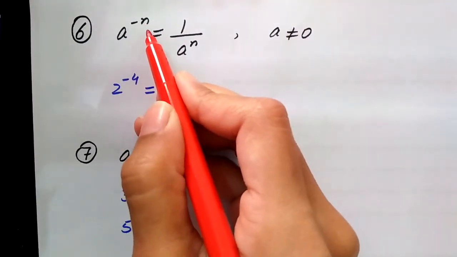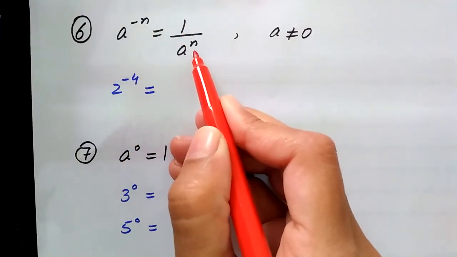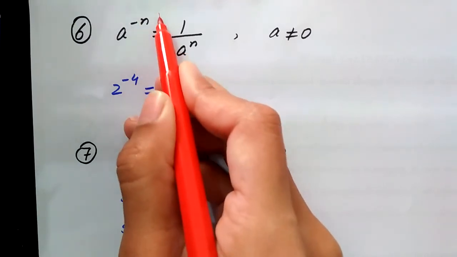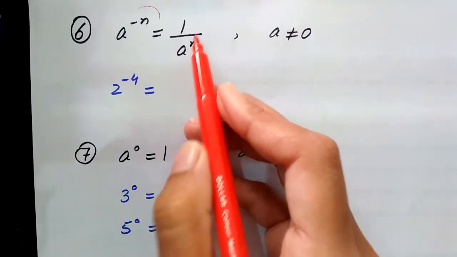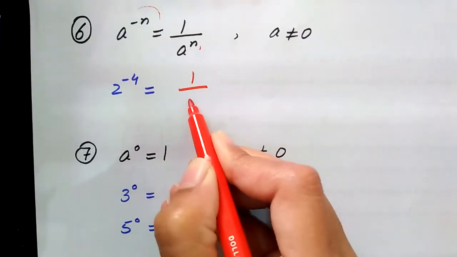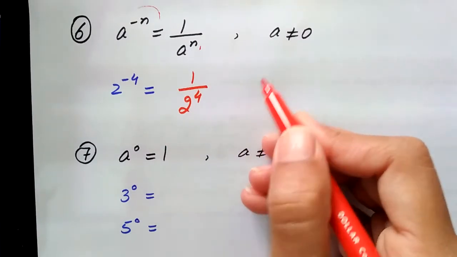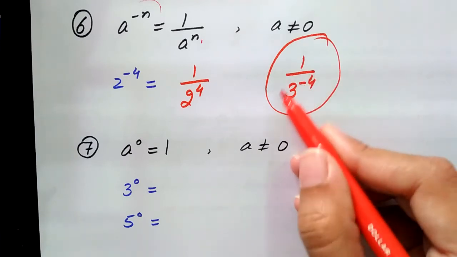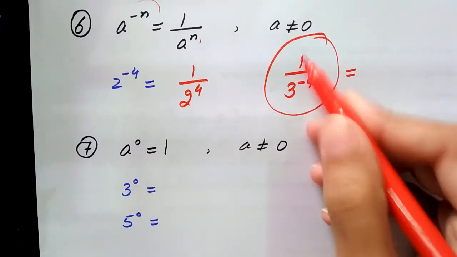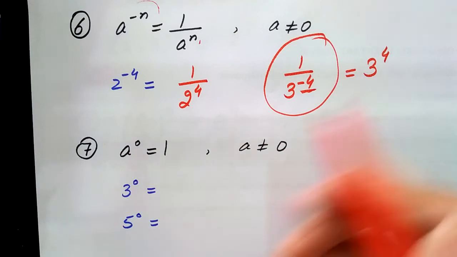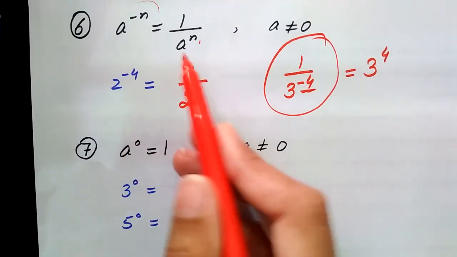If we have a negative exponent, or a negative power, it can be converted into a positive exponent by taking the reciprocal of it. So if we have a raised to power minus n, we can make this exponent positive by taking its reciprocal. So it will become 1 divided by a raised to power n. If we have 2 raised to power minus 4, it will become 1 divided by 2 raised to power 4. Or if we have 1 divided by 3 raised to power minus 4, this can also be made into a positive exponent for 3: we take the reciprocal and get 3 raised to power 4. See, this negative exponent is converted into a positive one. So if we have a negative exponent, we can make it positive by taking its reciprocal.